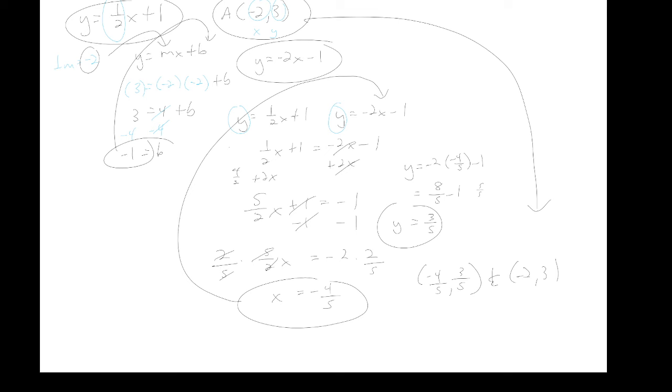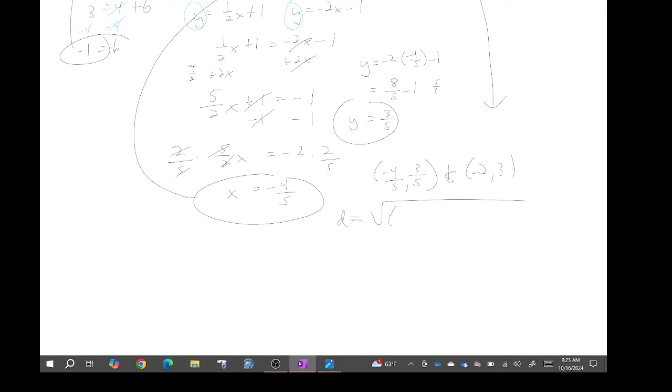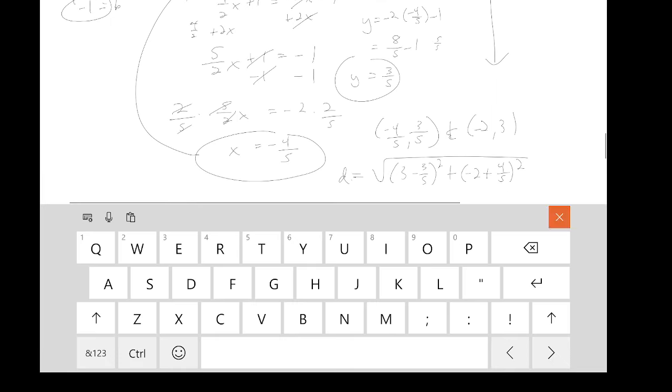So let's do the distance formula. You guys ready? This is going to be a little tricky because when we do a distance formula, it's got some fractions. So we're going to have 3 minus 3/5 squared plus negative 2 minus negative 4/5 squared. Okay. Remember 3 is going to be 15/5 minus 3/5 squared plus negative 10/5 plus 4/5 squared.